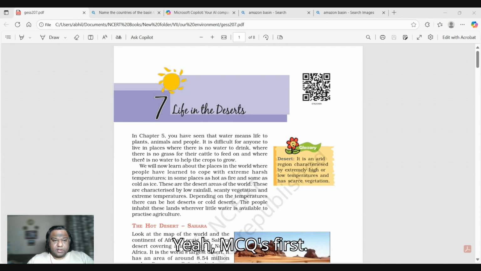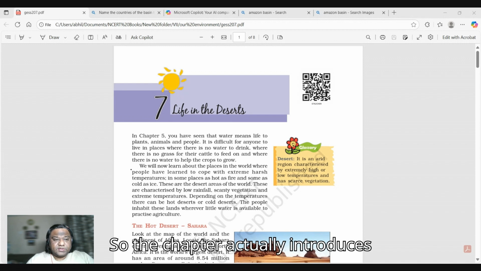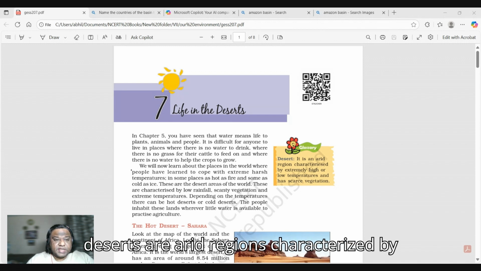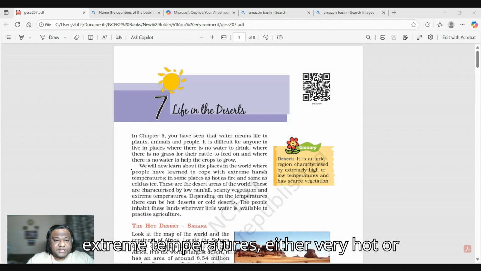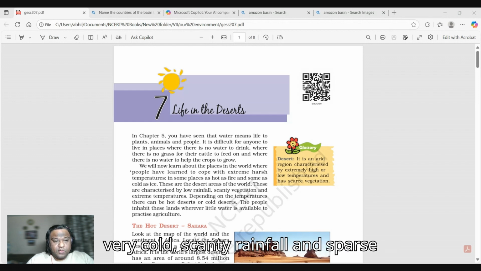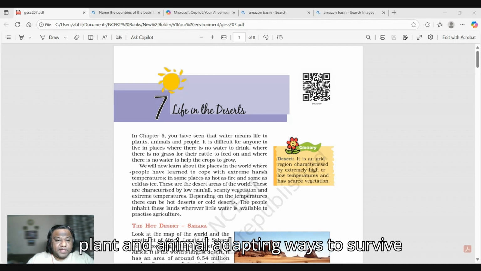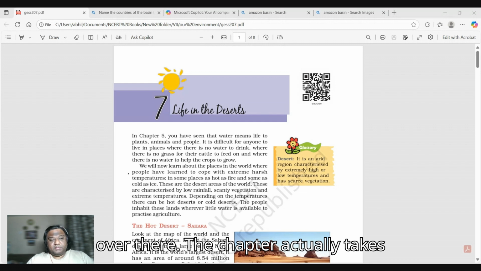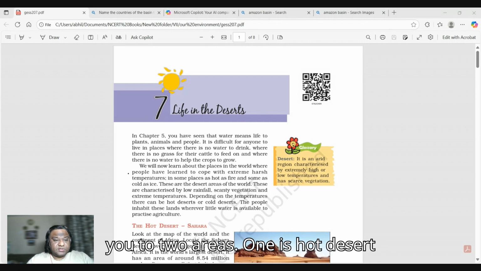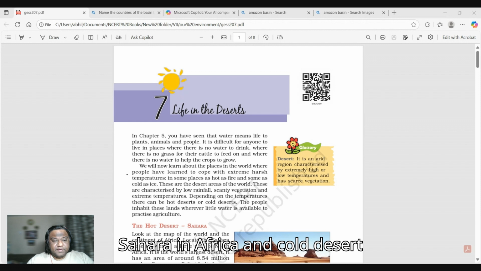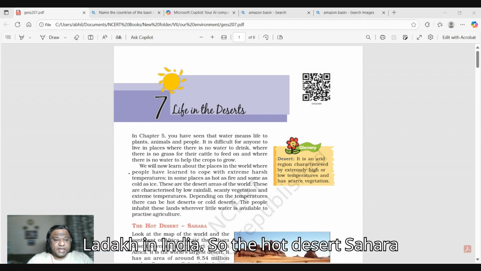MCQs first. So the chapter actually introduces deserts are arid regions characterized by extreme temperatures, either very hot or very cold, scanty rainfall, and sparse vegetation. It introduces how people, plants, and animals adapt in ways to survive over there. The chapter actually takes you to two areas. One is hot desert, Sahara in Africa, and cold desert, Ladakh in India.